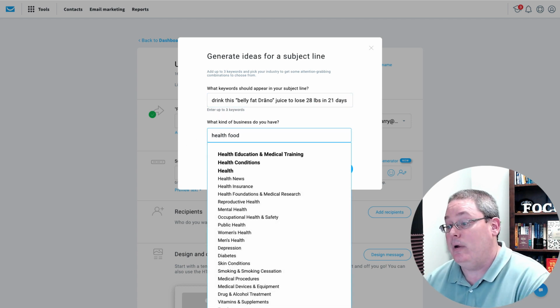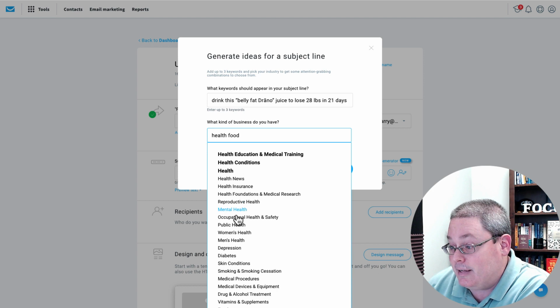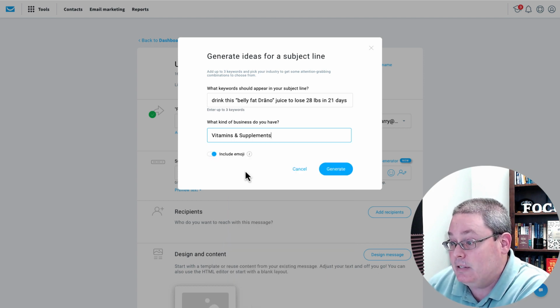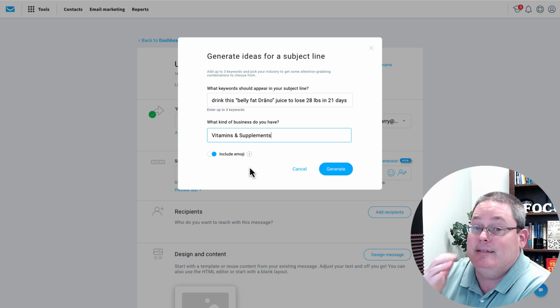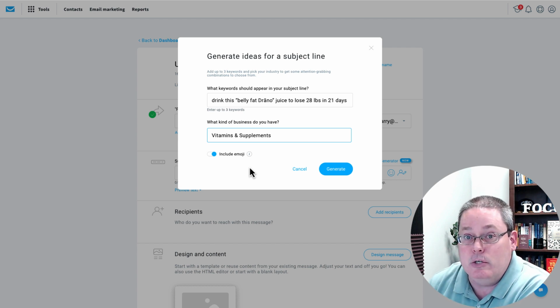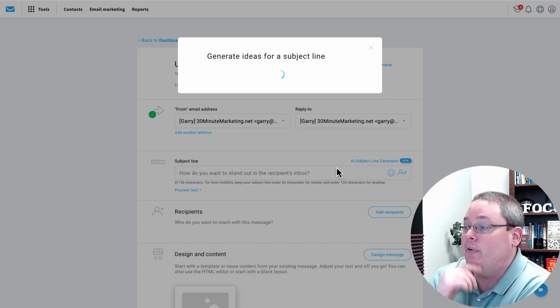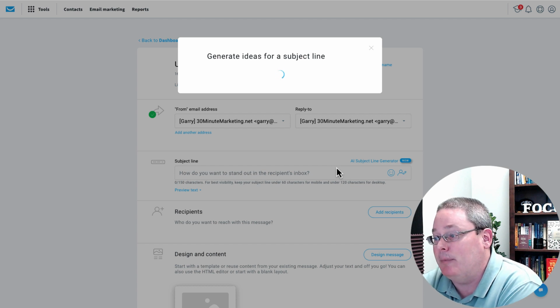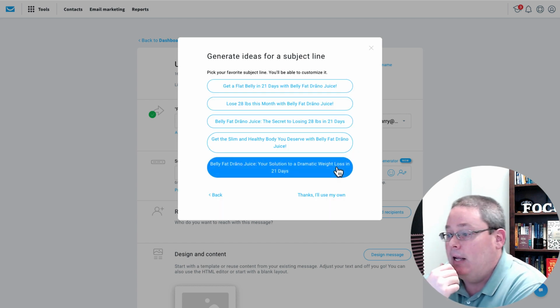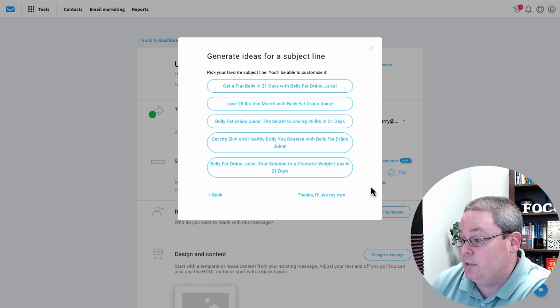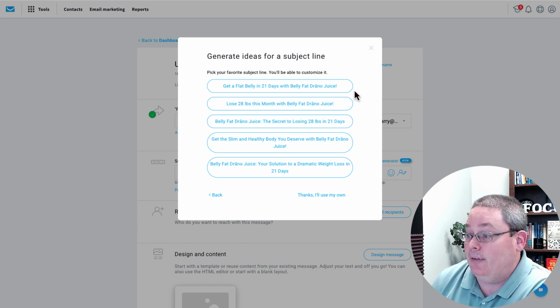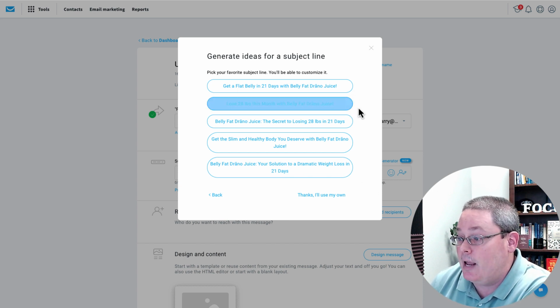And we'll just say we are in health, and it will give us different options, vitamins and supplements, because this is actually a vitamin or a supplement that you'd be taking. So we'll go ahead and of course we can turn include emoji off, and we'll say generate, and then this will generate some ideas for a subject line. And you can see here, these are the subject lines that you get. Get a flat belly in 21 days, lose 28 pounds in a month.